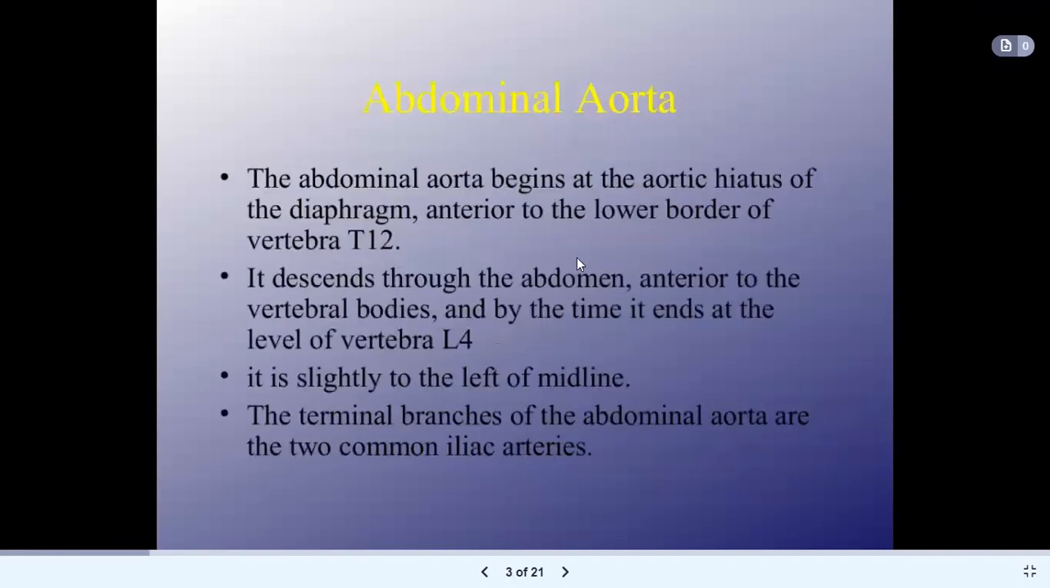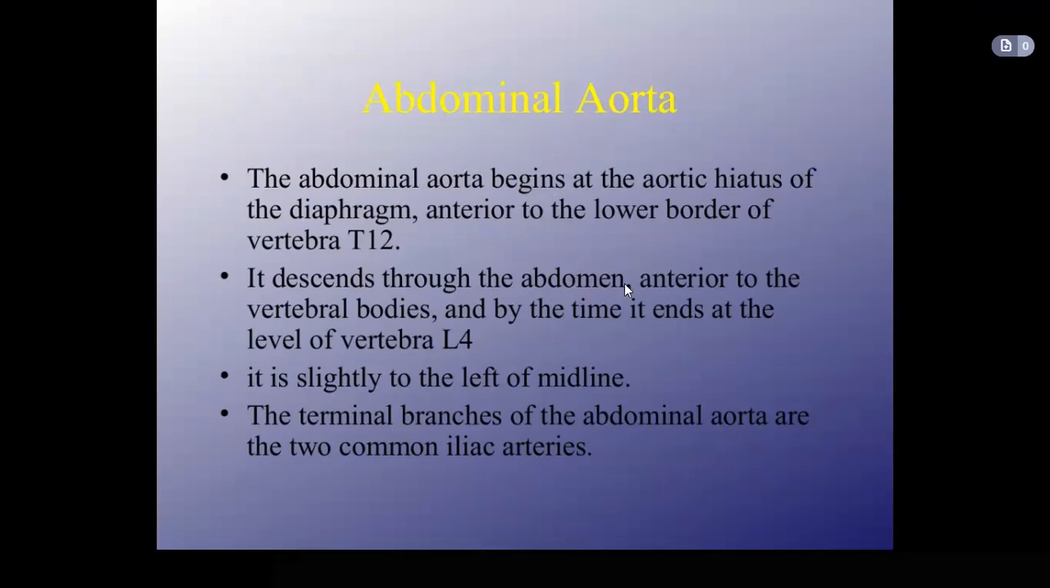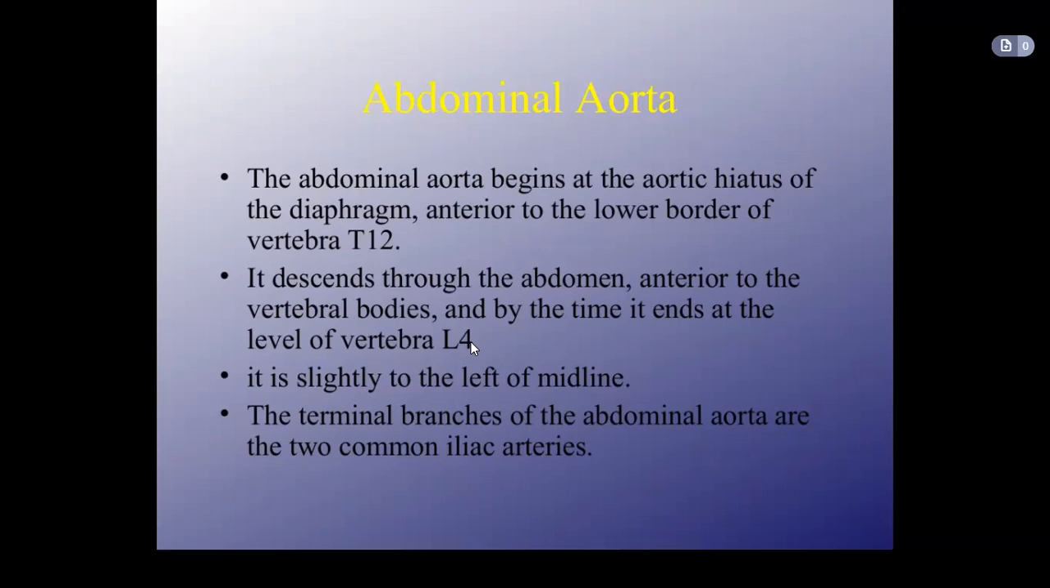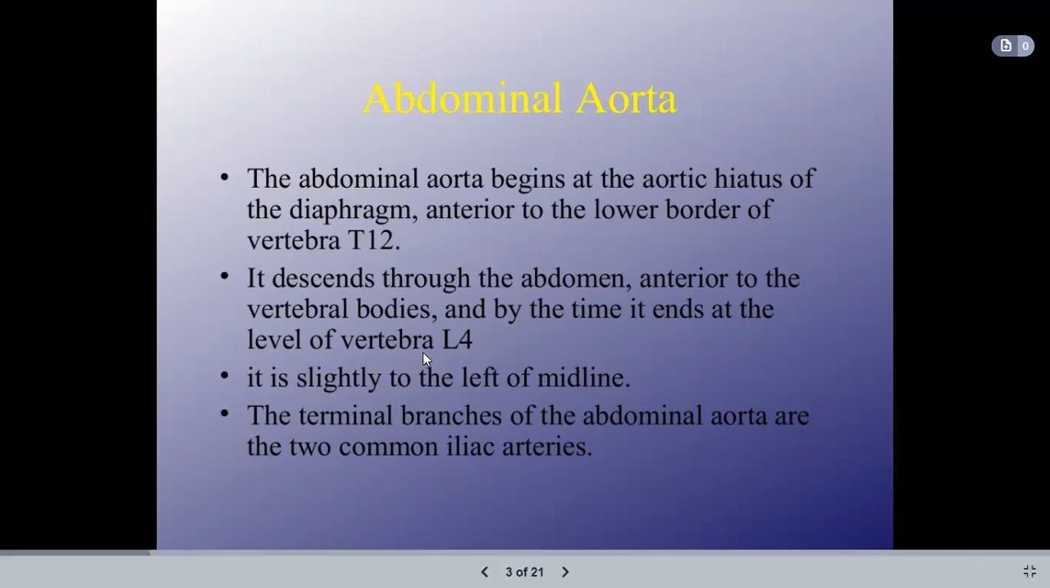So the abdominal aorta, as we said in the previous lecture, begins at the aortic hiatus of the diaphragm, anterior to the lower border of the T12 vertebra, and then it descends through the abdomen, anterior to the vertebral bodies. And by the time it ends at the level of the L4 vertebra, we said it will split into the common iliac arteries. It is slightly to the left of the midline. And then the terminal branches of the abdominal aorta are the two common iliac arteries.